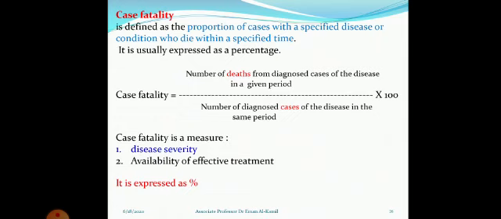Another important one, we have already mentioned the case fatality rate. We mentioned that it is regarded as one of the mortality indicators, and some people use it as a measurement of the morbidity indicators. It is equal to the number of individuals who died due to a specific cause of a disease divided by the number of all cases of that disease multiplied by 100, and it is expressed as a percentage. It reflects the disease severity, how severe the disease is, and the availability, as we mentioned, of effective treatment.